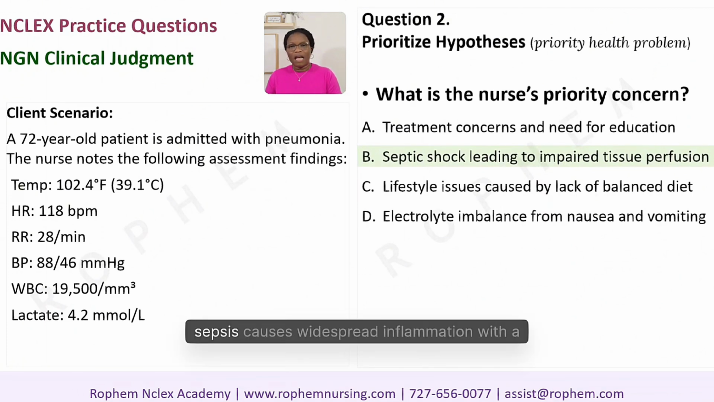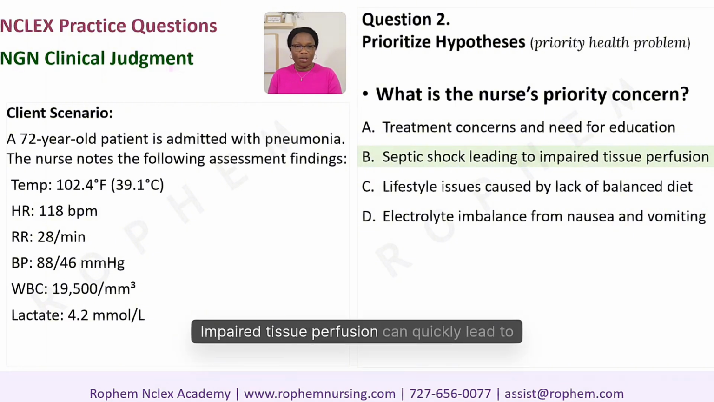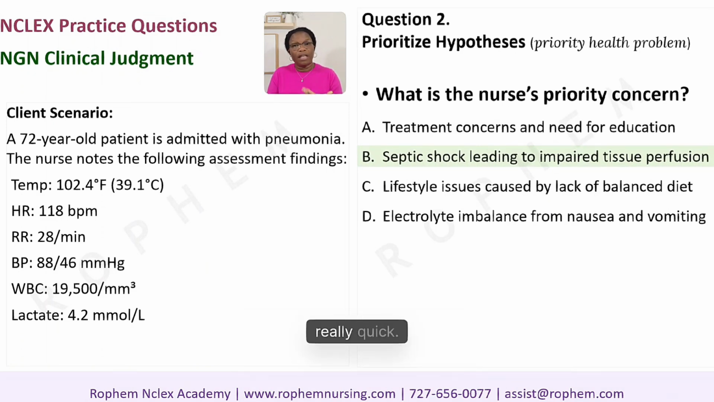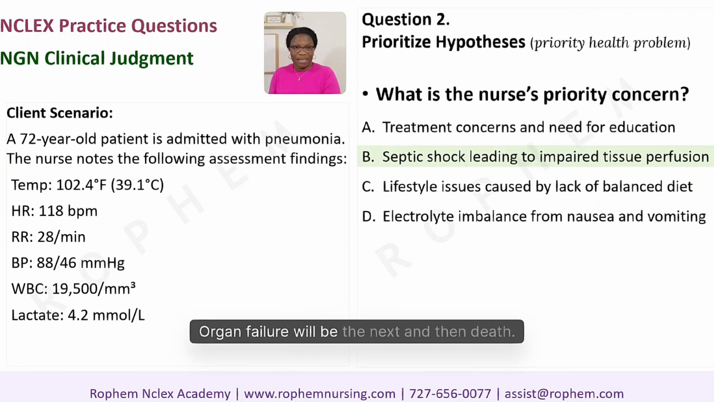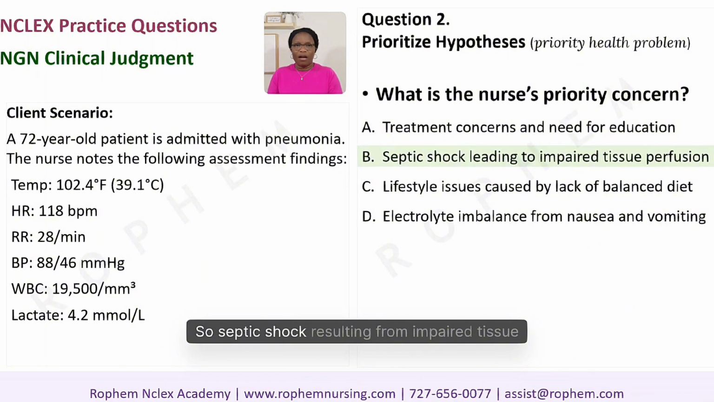Having said that, sepsis causes widespread inflammation with a systemic response, and it can lead to septic shock. Impaired tissue perfusion can quickly lead to cellular hypoxia, and then waste buildup is going to be really, really quick. Organ failure will be next, and then death. In this case, circulation is failing. That is absolutely very important. So, septic shock resulting from impaired tissue perfusion is the priority concern.